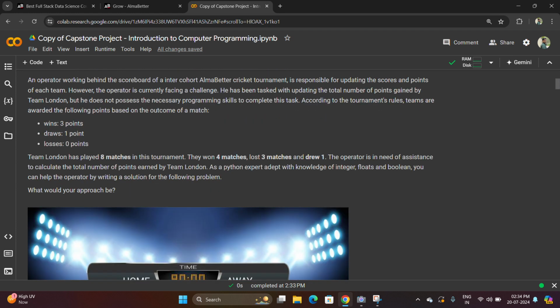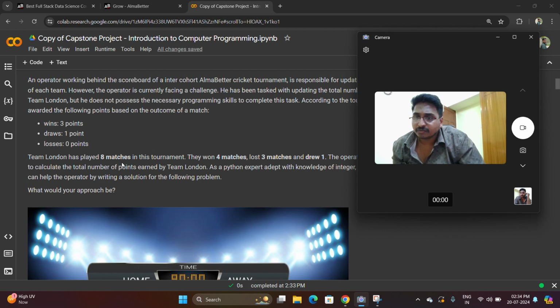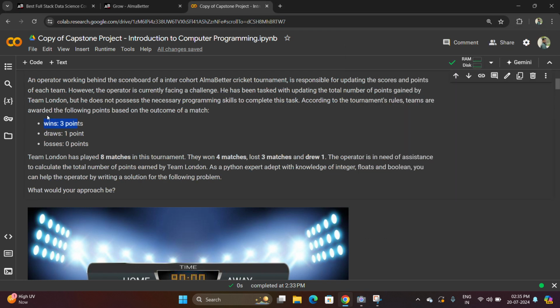The first problem is the scoreboard problem. It shows the team London has played 8 matches and they have won 4 matches. For winning every match, they will get 3 points. They have lost 3 matches and tied 1 match. For losing the matches, they won't get any points. For drawing a match, that means a tie, they will get 1 point.